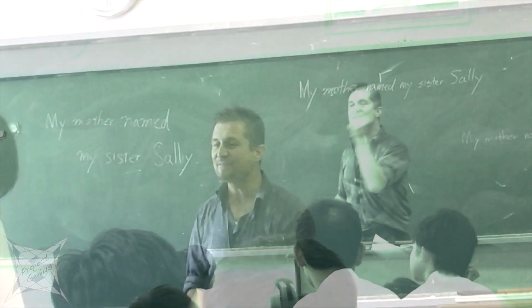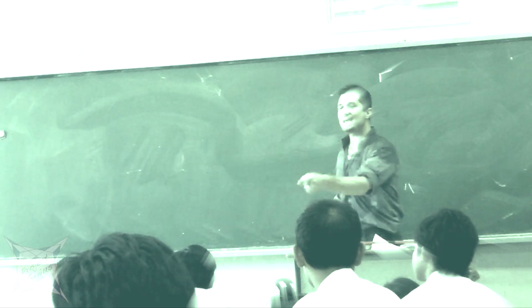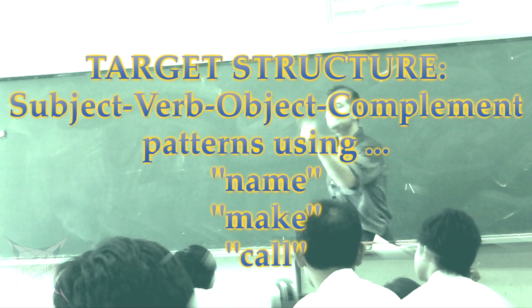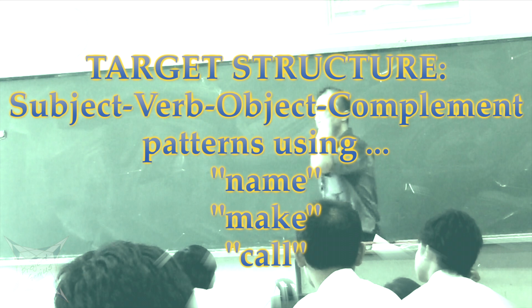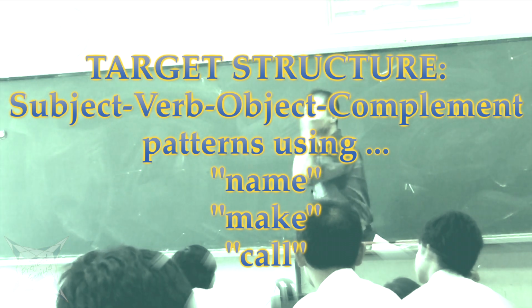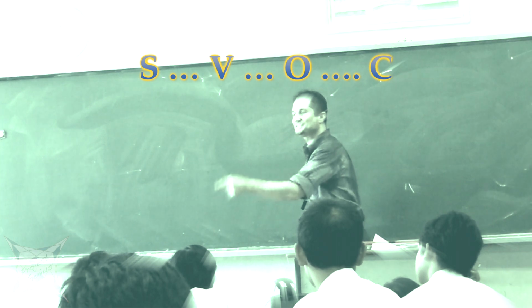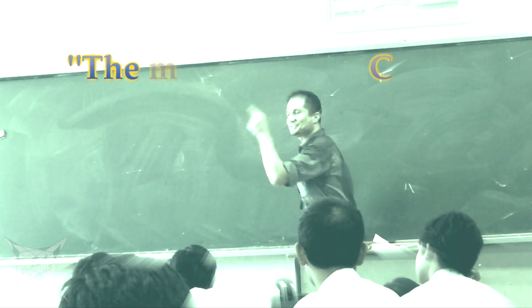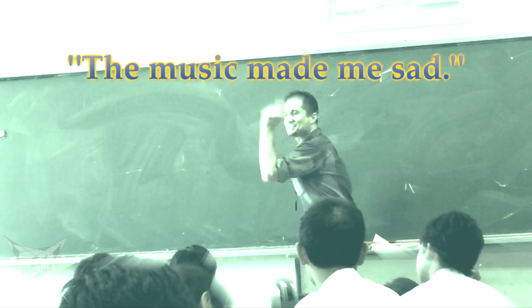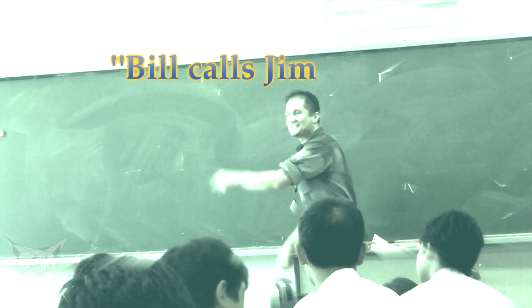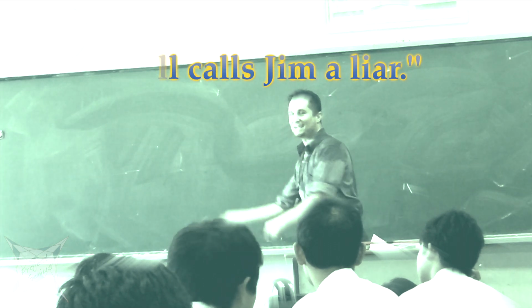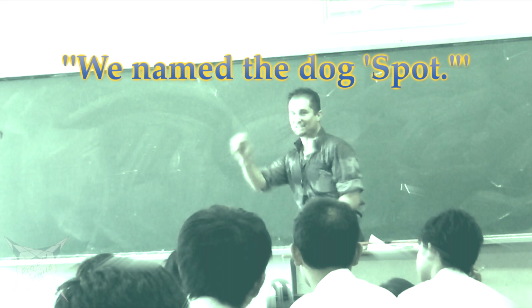The target structure for the lesson that you see me teaching here is subject-verb-object-complement patterns that use the verbs name, make, and call. Here are some examples of that. The music made me sad. Bill calls Jim a liar. Or we named the dog Spot.